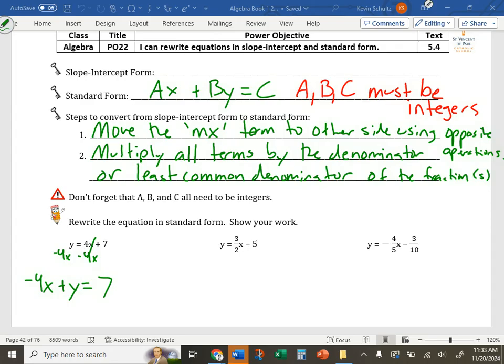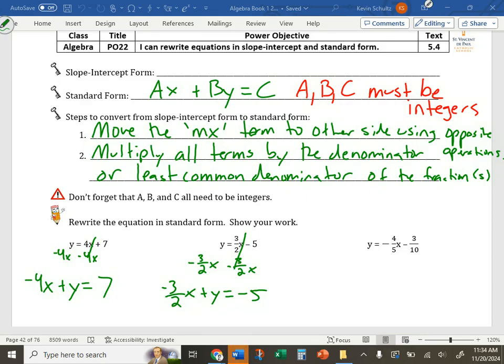But we start by, again, moving it over to the other side using opposite operations. So we are going to be subtracting 3/2 x from each side of the equation. On the left side, that gives us negative 3/2 x plus y equals negative 5, because those x terms cancel out there. Questions on that so far? No. Okay? So we have that fraction there. We're not done because a cannot be a fraction. It must be an integer.